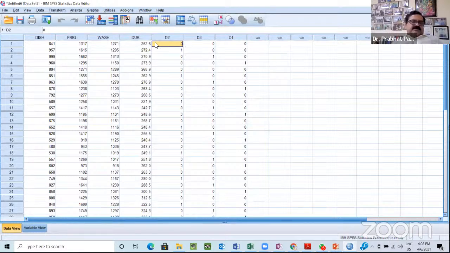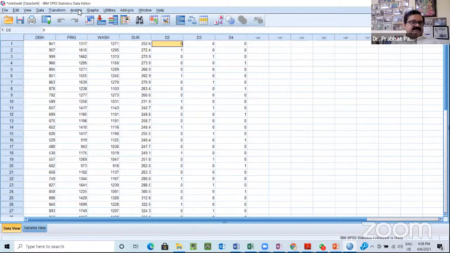So for the dummy for quarter 2, quarter 1 was given 0 and quarter 2 was 1. Here 1 and 2 were 0, 3 was 1, and here 1, 2, 3 were 0 and 4 was 1. So quarter has not been identified here as a column, but from the dummy you can make out there were 4 quarters of data.